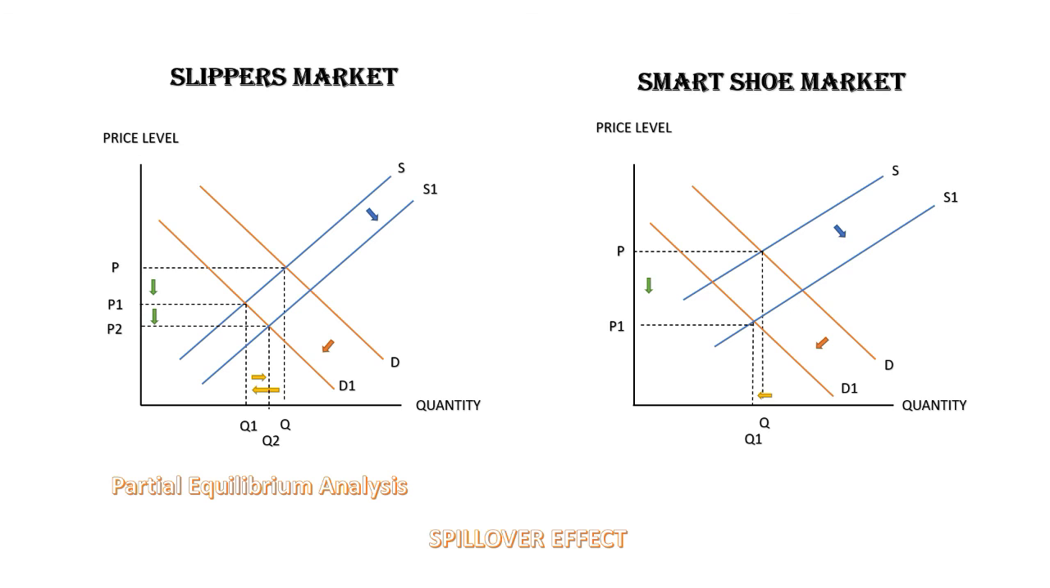And the supply of smart shoes will increase further as the smart shoe price is relatively higher. Thus, the demand for smart shoes drops further, and the equilibrium price level and quantity decrease further. This shows the feedback effect, in which the price or quantity adjustment in the smart shoe market is caused by the price and quantity adjustment in the slipper market.